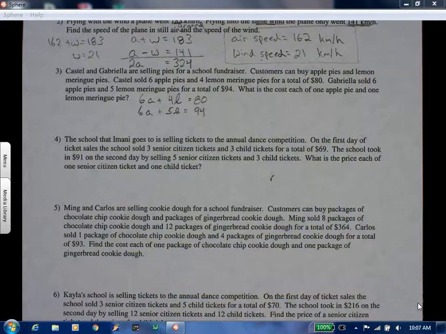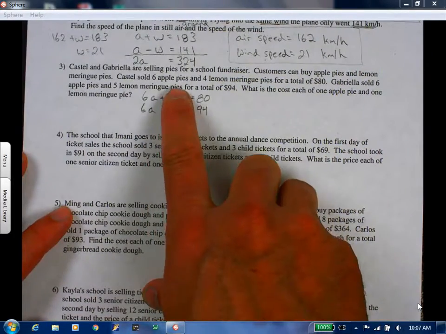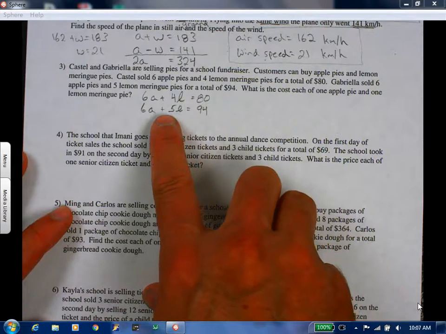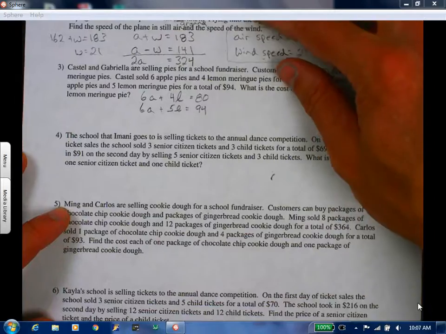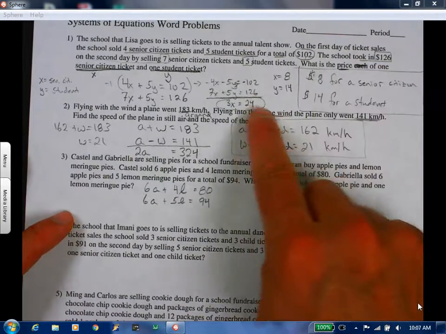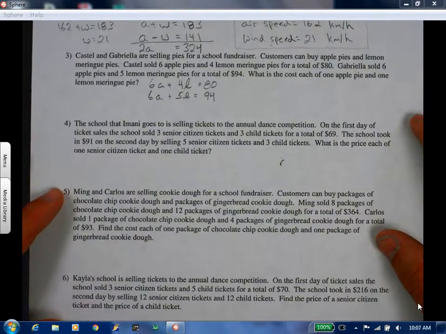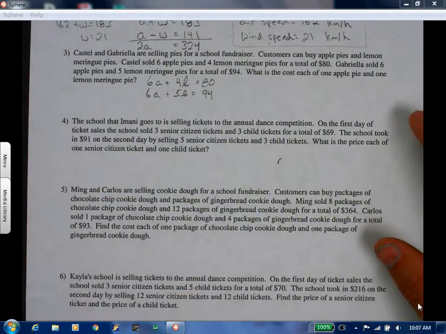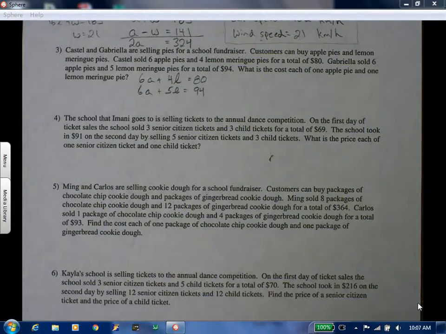Because when you look at this one, how much is a lemon meringue pie? Just by looking at the problem. Yeah. Because you see, the apple pie stayed the same. The lemon meringues increased by 1. So 1 lemon meringue pie is going to cost $14. If you go through the steps, you'll get that same thing. It's okay. I guess I just gave you the system for number 3. So anytime you want me to check a system before you start working it, just let me know.